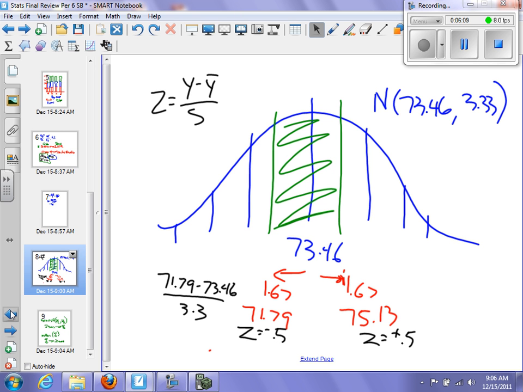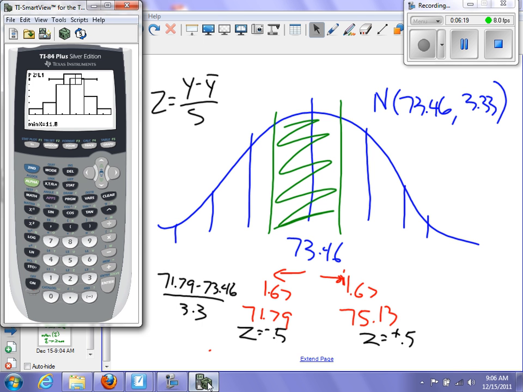I want to get the percent, so I have a left z, don't I? And I have a right z, right? Second bars, normal CDF. My left z is negative 0.5, and then I have a comma, and my right z is 0.5. Close my parentheses, hit enter. So what percentage of values should be between those two times?